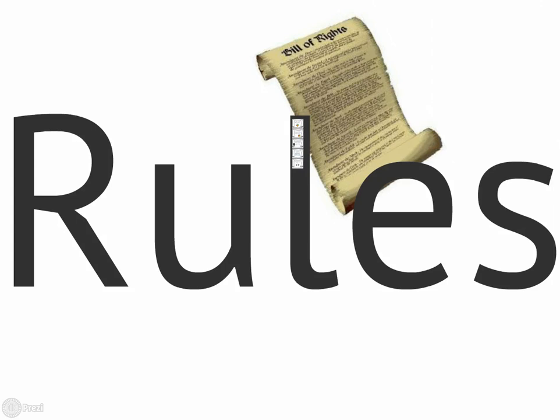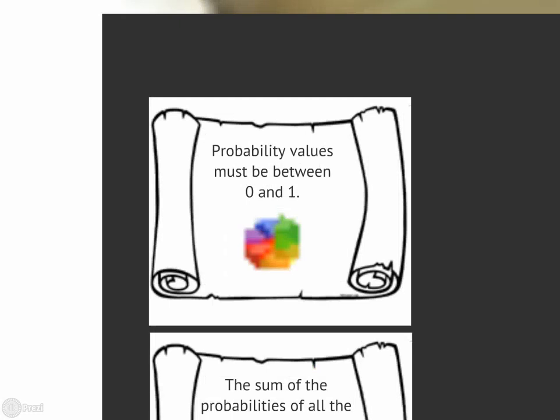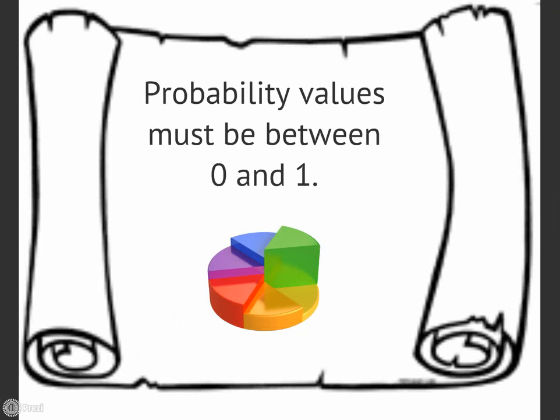So now let's talk about the probability rules, the basic rules. The first one you probably know. Probabilities are typically displayed as percentages, so they must be between 0 and 1. Something cannot happen less often than never, and it certainly cannot happen more often than always.